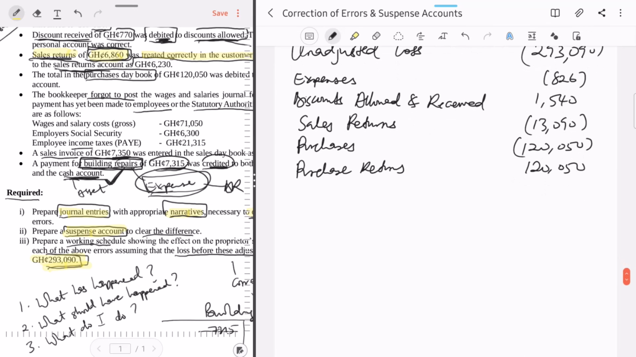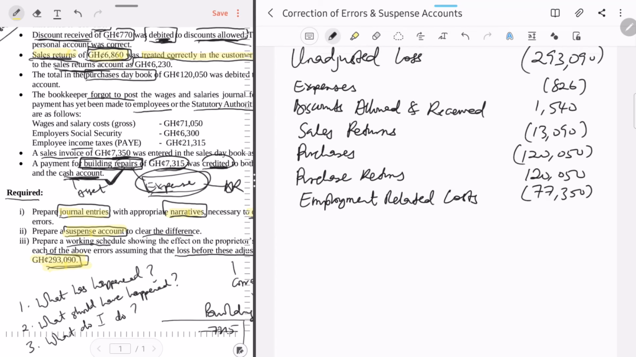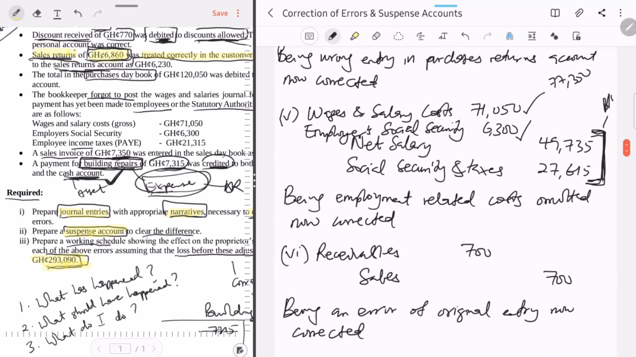I come here, I deduct 77,350. I can just say employment related costs, something simple as this. All right, let's keep going.